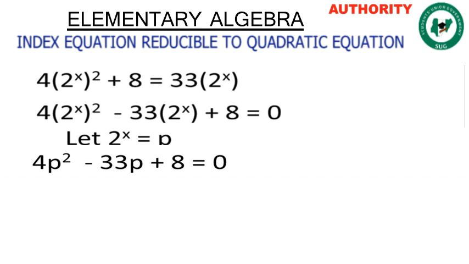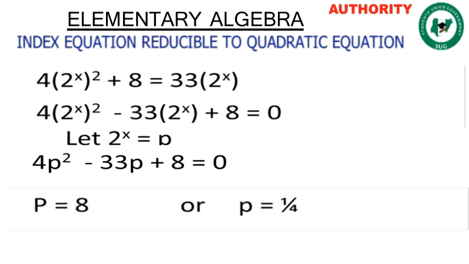Alright? You discover that this is exactly a quadratic equation. And I'm very sure that you can solve this, because we have been solving quadratic equations for a very long time now. Okay? Now, when you factorize this quadratic equation, you will come up with 2 values, which will give you p is equal to 8 or p is equal to 1 over 4. Please, I want you to solve it by yourself, okay?